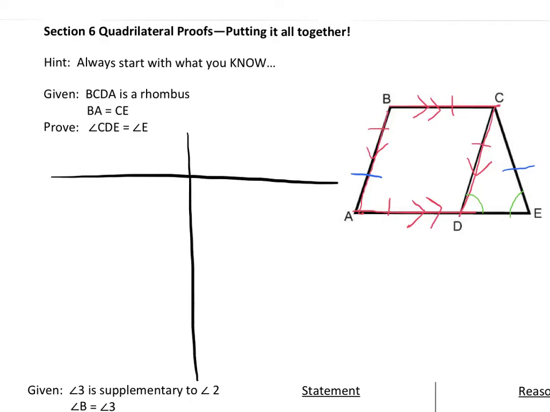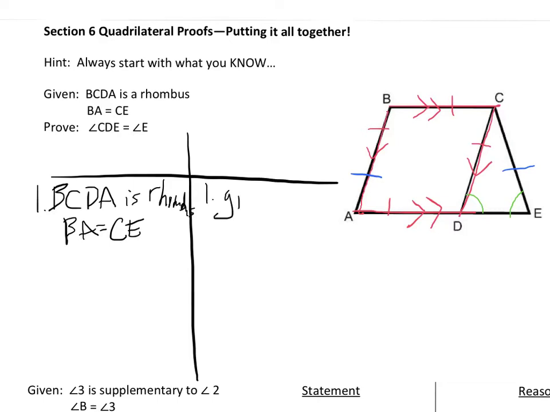We have our statements on the left and our reasons on the right. And I always start with my given, so I know that BCDA is a rhombus. I also know that BA equals CE, and that is given. Okay. Next step.